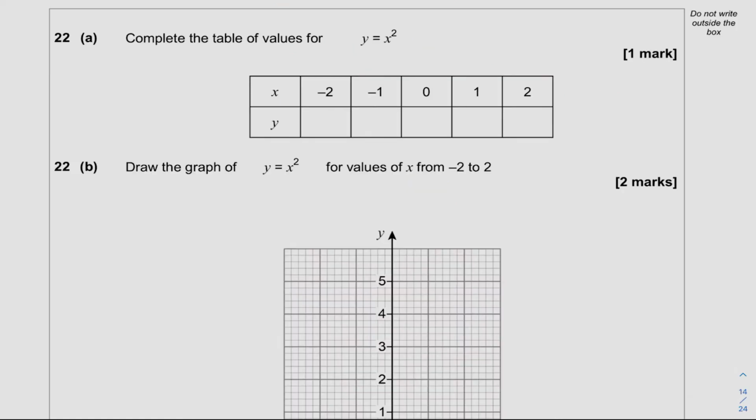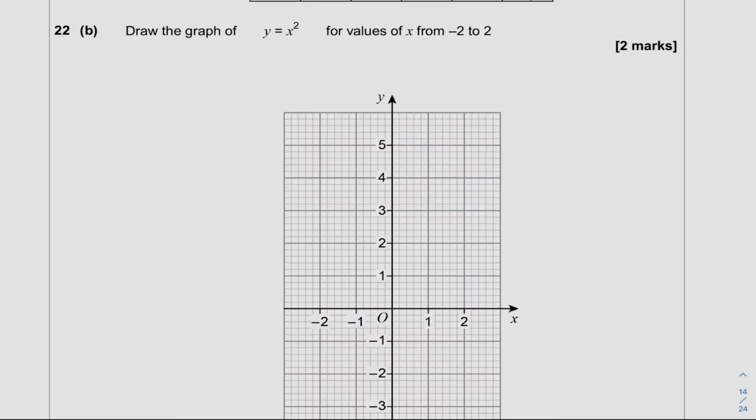Question 22, part A. We need to complete the table of values for the equation y equals x squared. So essentially what we need to do is take the x values up here, sub this into the equation and write down the y value that we get. So when we sub minus 2 into x squared, we get 4 for y, minus 1 gives us 1, 0 gives us 0, 1 gives us 1, and 2 gives us 4. So that is the first part of 22.